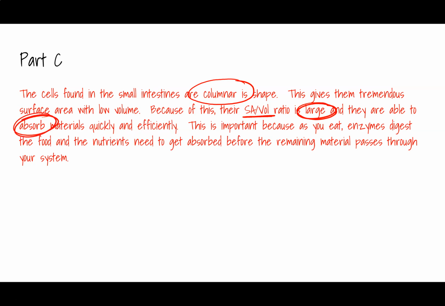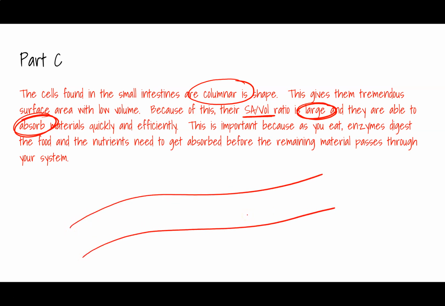The reason that's important in your intestines is this: if they didn't have crazy folds or columnar-shaped cells, the food that you eat would just pass right through, and by the time it got digested with enzymes, you would absorb nothing and you'd be dead. So the key there is you need all this surface area for the absorption of the materials that came from the things you ate that got digested by enzymes.